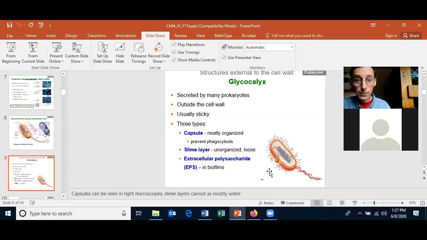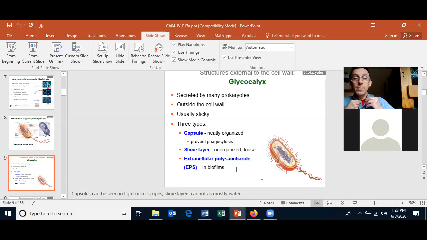Another type of glycocalyx is the slime layer, and it's a less organized structure, meaning loosely organized. It's mostly water, and because of that, you can't see the slime layer with a light microscope.